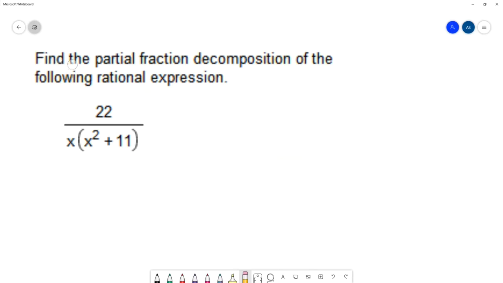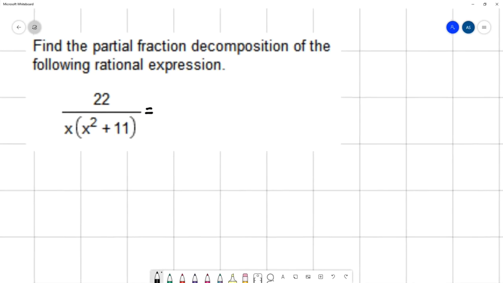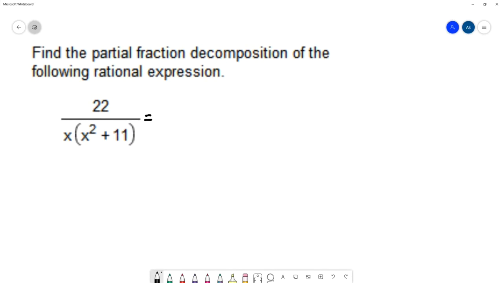For this question, we want to find the partial fraction decomposition of the following rational expression. The rational expression is 22 over x times x squared plus 11. And so first of all, we want to know how to set up the decomposition. And when you set up the decomposition, you want to have your denominator in factored form. Luckily, this one is already factored for us, and it is factored completely.